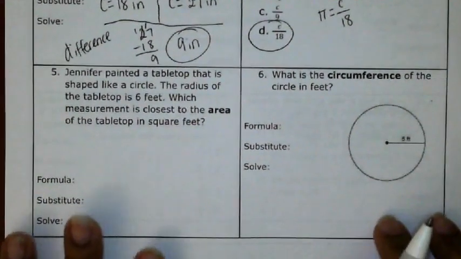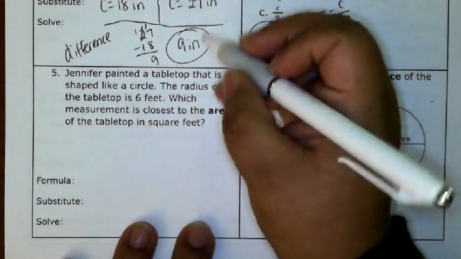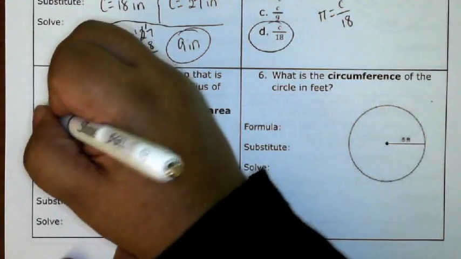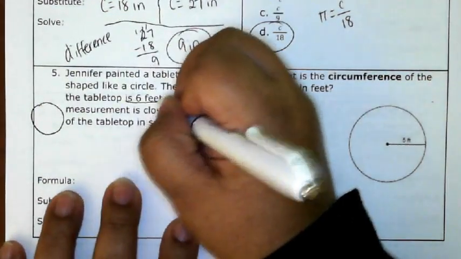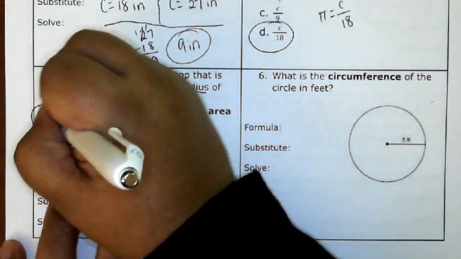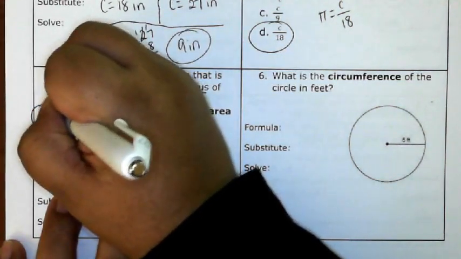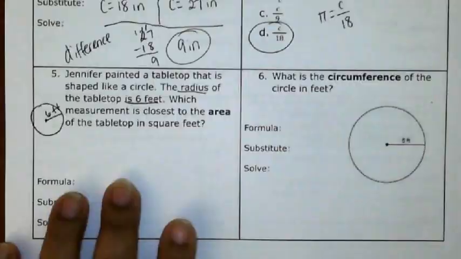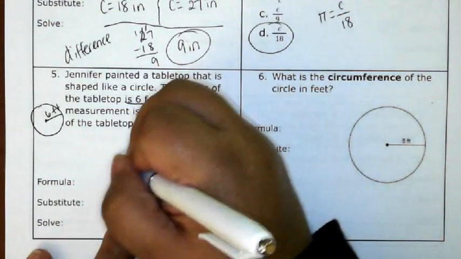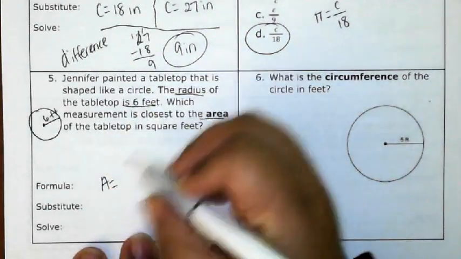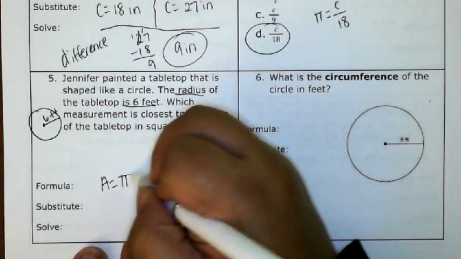Alright, 5 says Jennifer painted a tabletop that is shaped like a circle. So let's draw a circle. The radius of the tabletop is 6 feet. So radius, from center to edge, that is 6 feet. It says which measurement is closest to the area of the tabletop. So we're trying to find area. Area of a full circle is going to be A equals pi r squared.